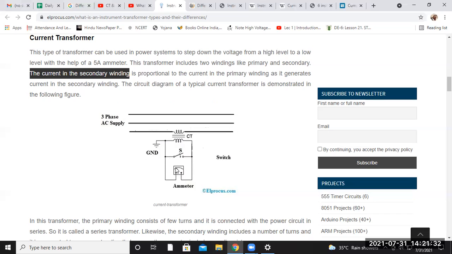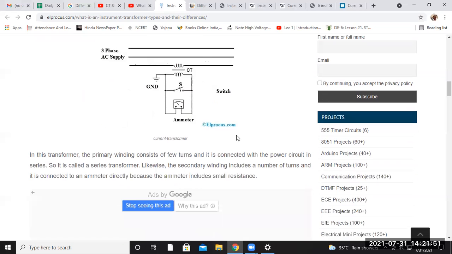Then there is an ammeter. This represents the needle portion, or the range of the value of the ammeter. This is the switch: at the time of operation it will be closed, and when it is not operated, the switch is kept open. So this is the main circuit diagram of the connection of your current transformer.